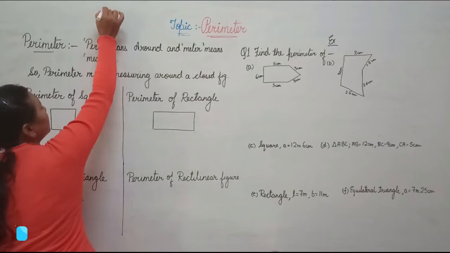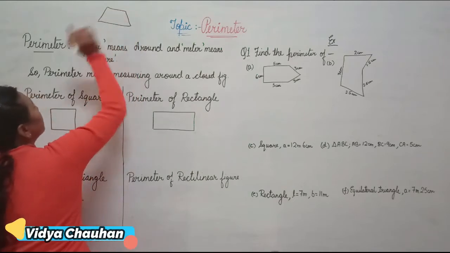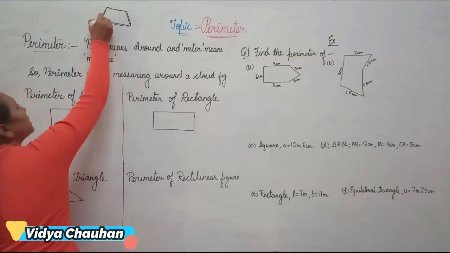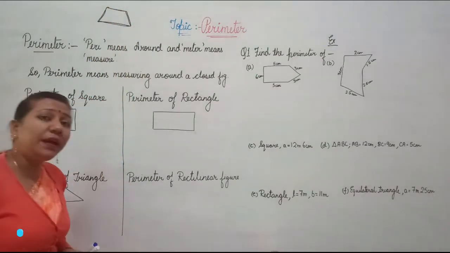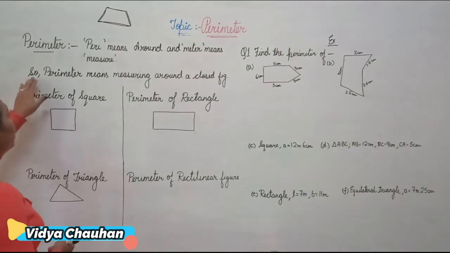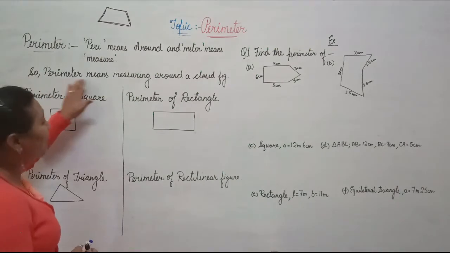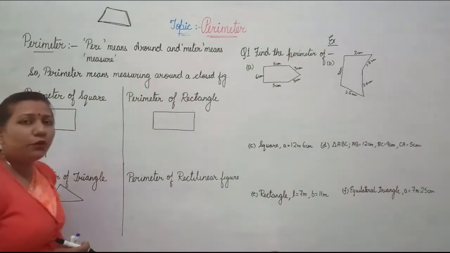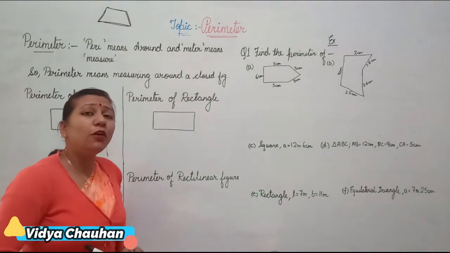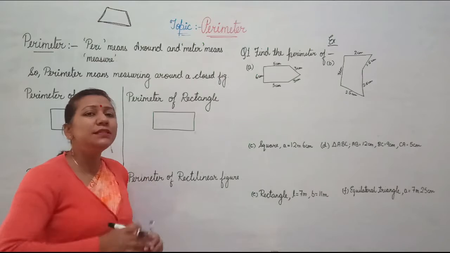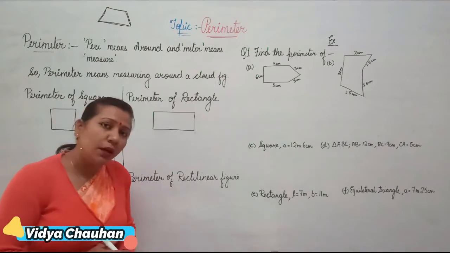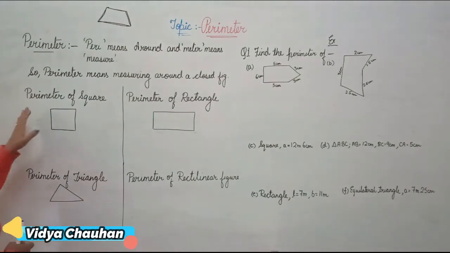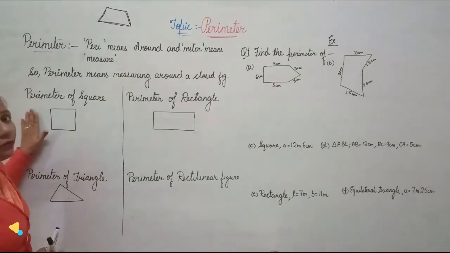Whatever shape that is, any irregular shape can be this. So if we measure the length of this figure all around its outside, then that will give the perimeter of the figure. Hence the definition for perimeter is: perimeter means measuring around a closed figure. So what is perimeter? The measurement of a closed figure all around. That means the total sum of its outer boundary. Clear students? Now in this perimeter, we will discuss the perimeter of different shapes.